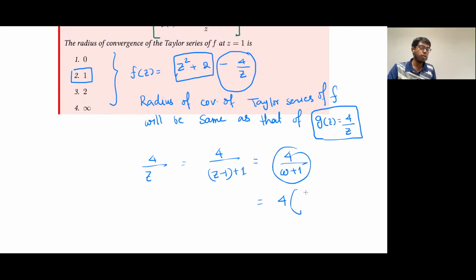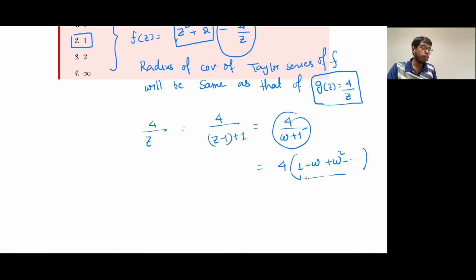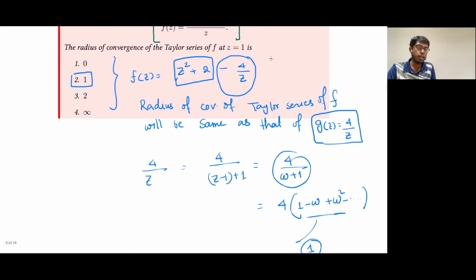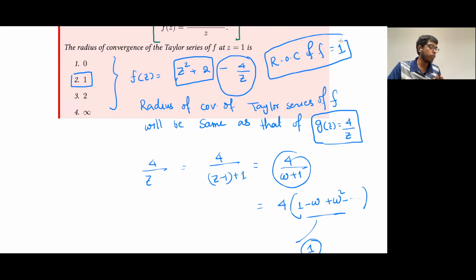And if you recall, this is the sum of a geometric series. So this is 1 minus w plus w square minus and so on. And what is the radius of convergence of this? This is 1. And therefore, the radius of convergence of f is equal to 1. This is one way to see it.